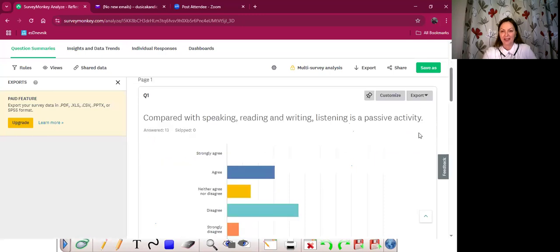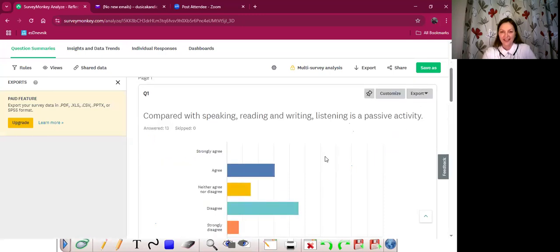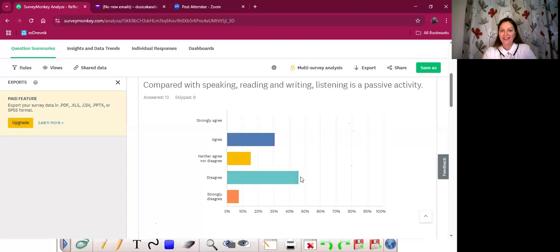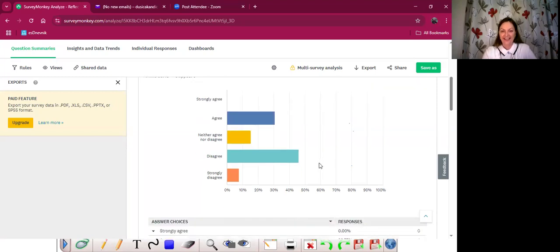Compared with speaking, reading, and writing, listening is a passive activity. Okay, so the majority disagreed, but quite a few agreed with it. It just looks passive because it cannot be observed from the outside. Because when a person is listening, unless they are nodding, you cannot say that they are listening. Okay.